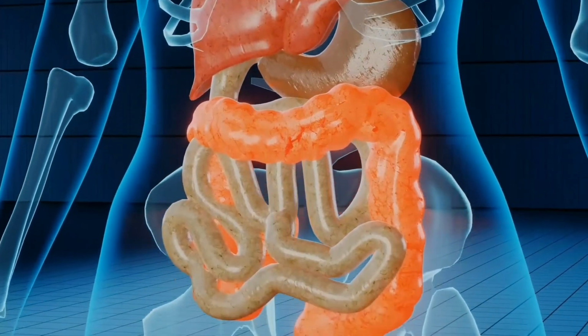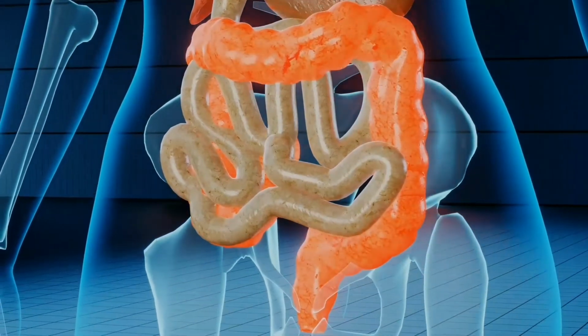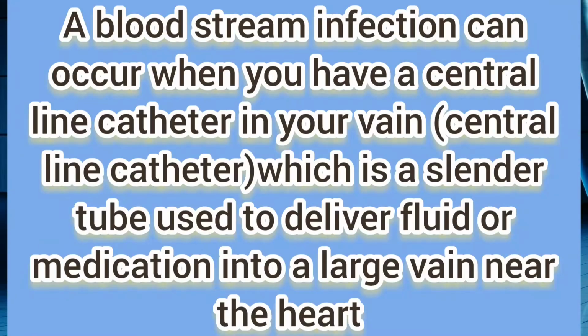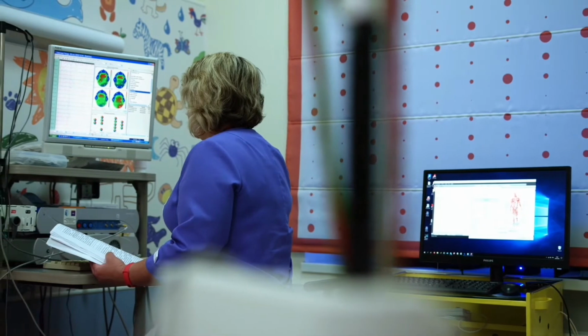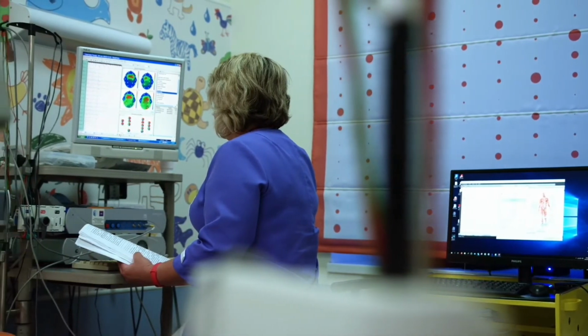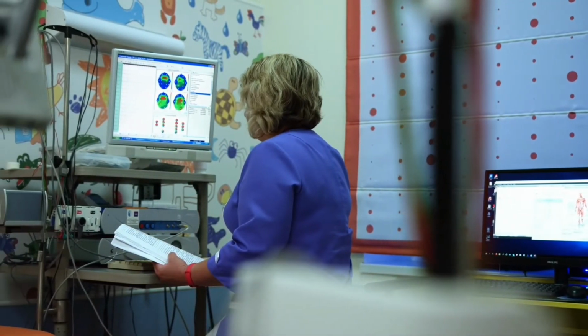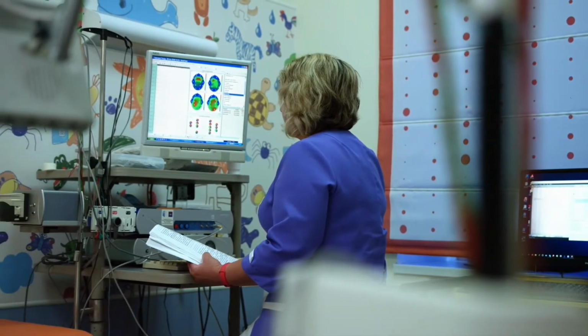can grow. A bloodstream infection can occur when you have a central line catheter in your vein, which is a thin tube used to deliver fluid or medicines into a large vein close to the heart. Bacteria can enter through the skin around the insertion site or directly into the bloodstream where they would cause infection.